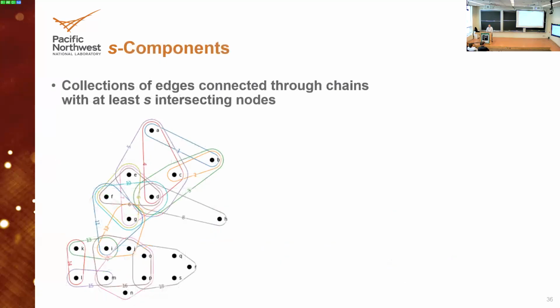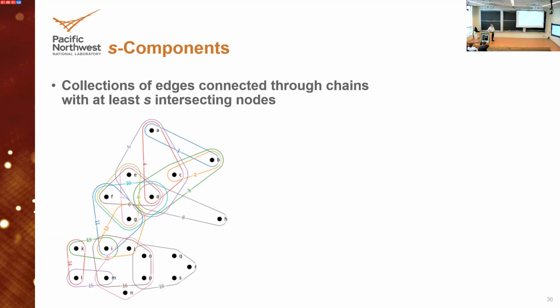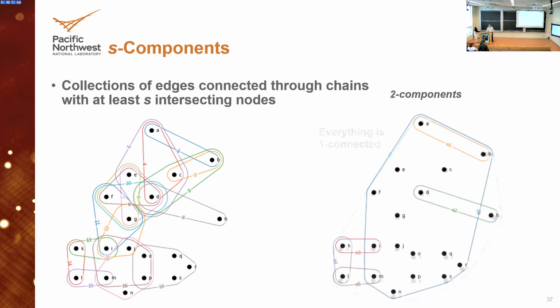So this is a slide about S components. If I've got an initial hypergraph like that, and you ask what its connectivity is, well, it's connected, right? So we call that a connected component. That means that it's one connected, so everything is one connected. I've got one giant component.